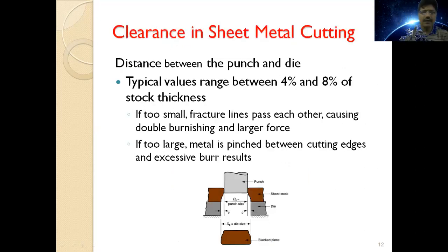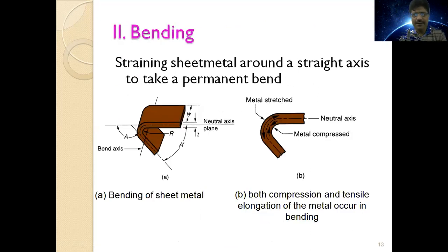So now we come to the clearance in sheet metal. As we discussed earlier, there is a clearance between punch and the die. This basically ranges between 4% and 8% of the stock thickness. We do not need to discuss this too much at this stage. So we will be coming to bending.